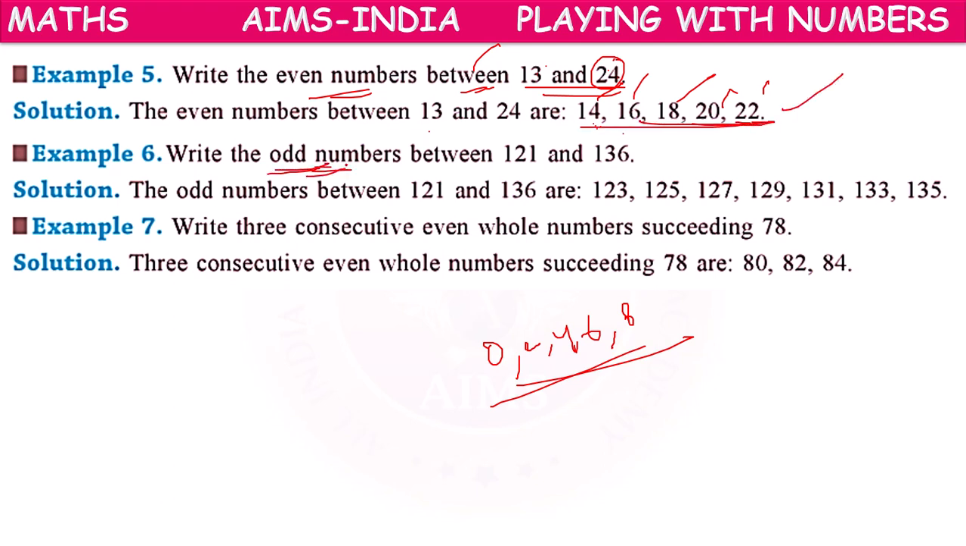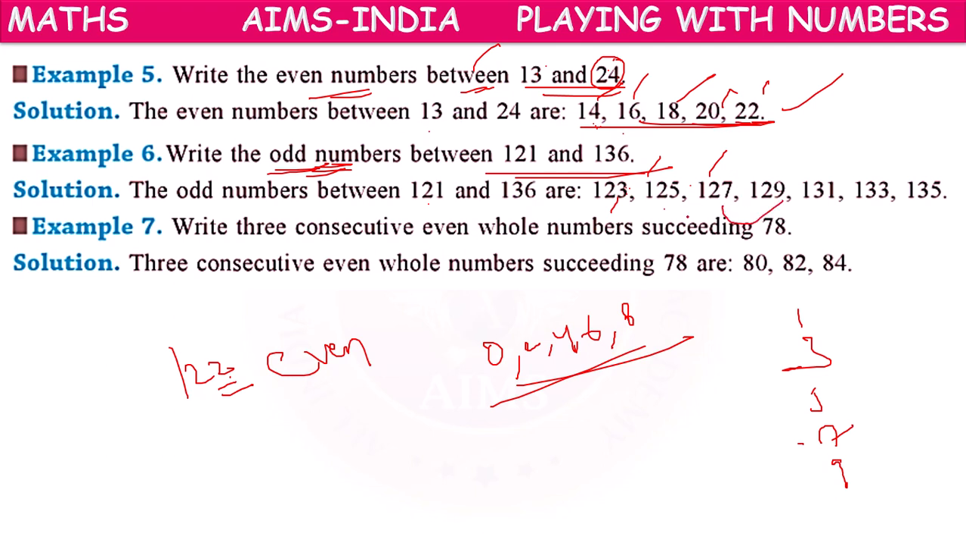Next, odd numbers between 121 and 136. So what is an odd number? In the units place, the digit should be 1, 3, 5, 7, 9. After 121 comes 122. 122 units place 2, even number. Next 123, units place 3, odd number. 124 even, 125 odd, 126 even, 127 odd, so there is a gap of 2. 127, after that 129 plus 2, 131, plus 2, 133. Like that we can find odd numbers.